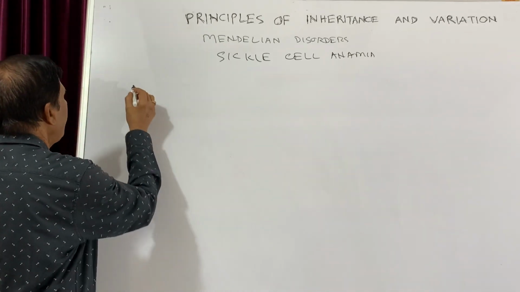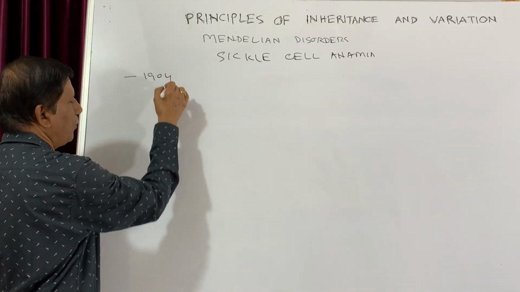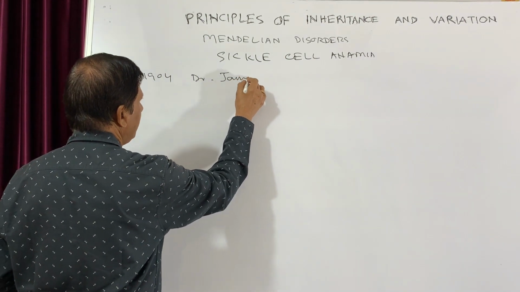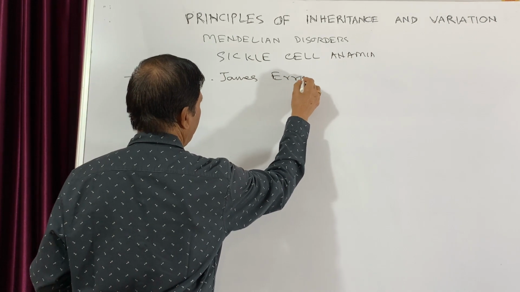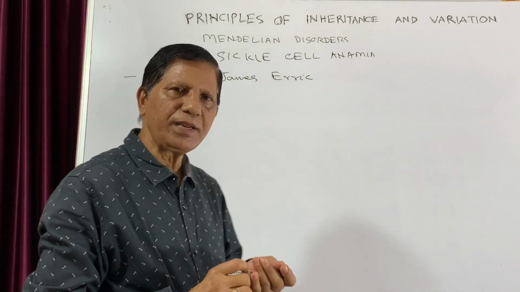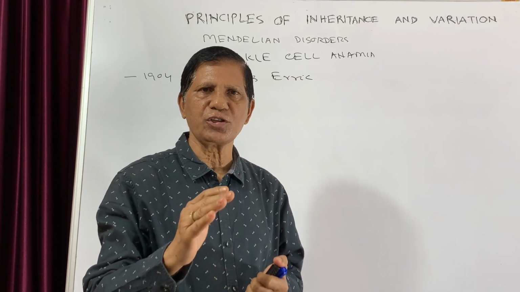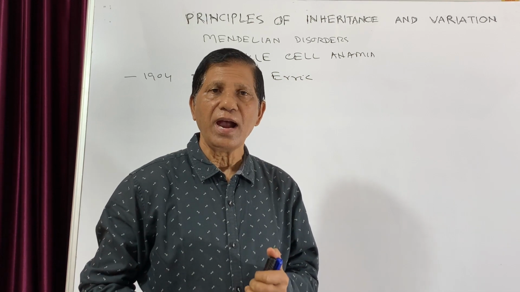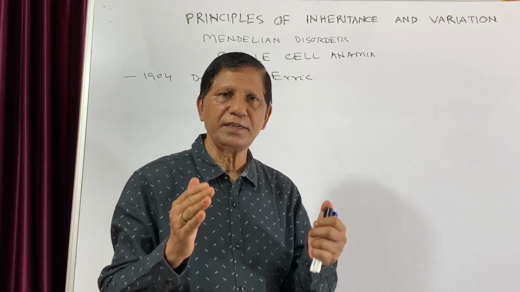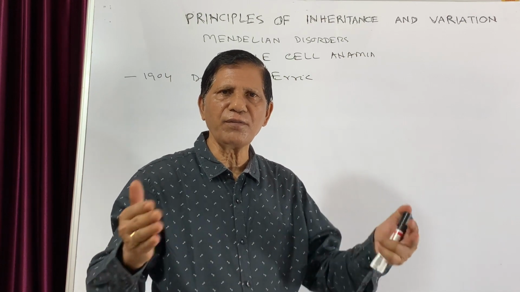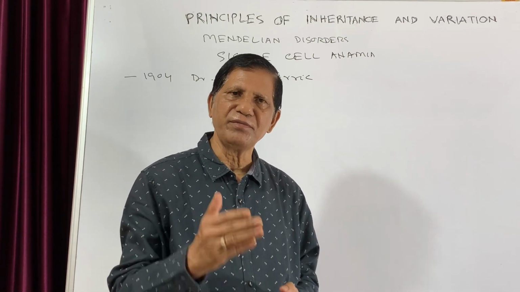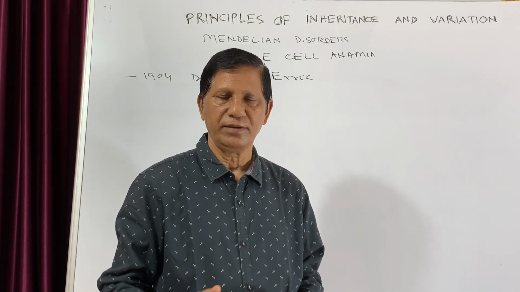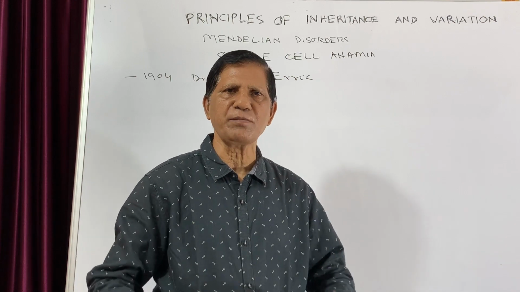Now what happened? In 1904, one doctor, Dr. James Herrick, was examining a patient who was 30 years old and black. He observed that the patient was suffering from a lot of symptoms like fever, headache, dizziness, enlarged heart, and damaged kidney. So many symptoms were there.